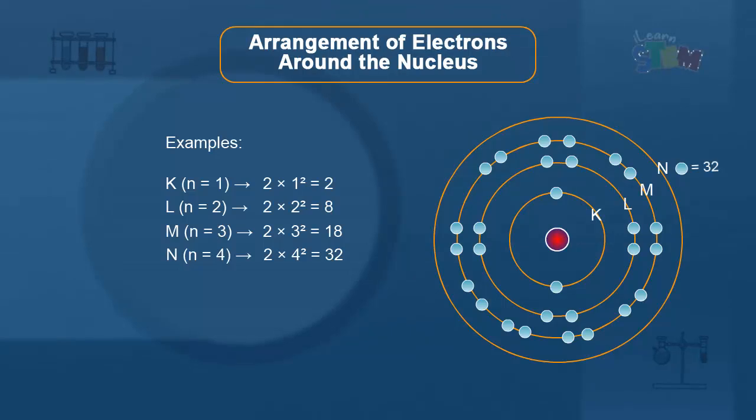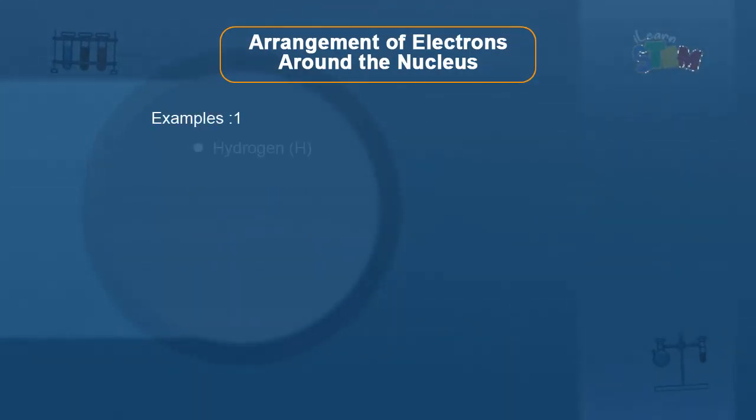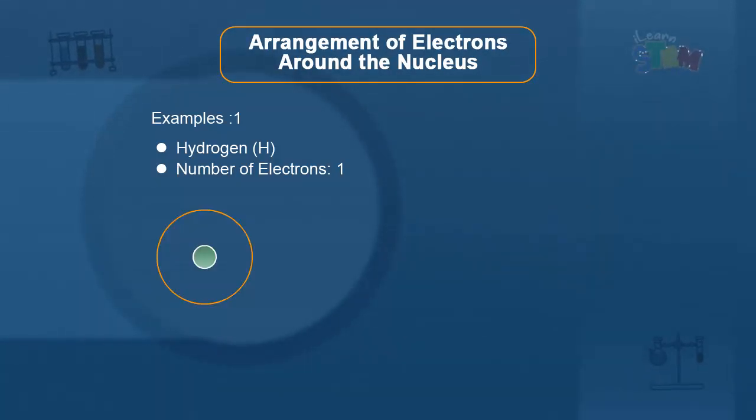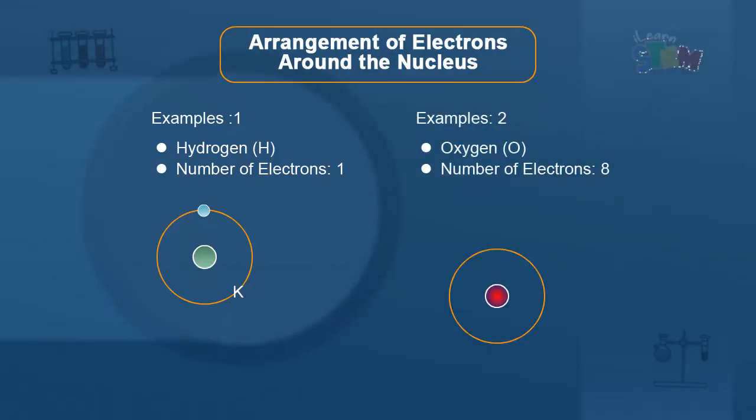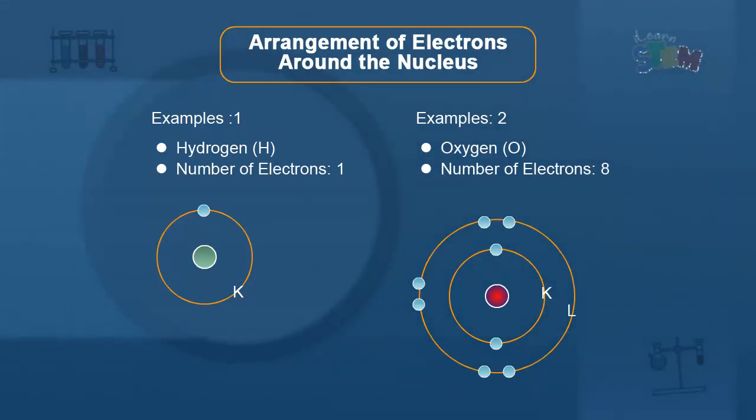Electrons always fill the innermost shells before the outer shells, and this arrangement plays a major role in determining the chemical behavior of each element. Let's look at 2 examples. Hydrogen has an atomic number of 1, meaning it has 1 proton and 1 electron. This 1 electron goes into the K shell. Since the K shell can hold up to 2 electrons, it is not full. Oxygen has an atomic number of 8, which means it has 8 electrons. The first 2 electrons fill the K shell, and the remaining 6 go into the L shell. The L shell can hold up to 8 electrons, so oxygen's outer shell has 6 electrons. These are its valence electrons and they determine its reactivity.